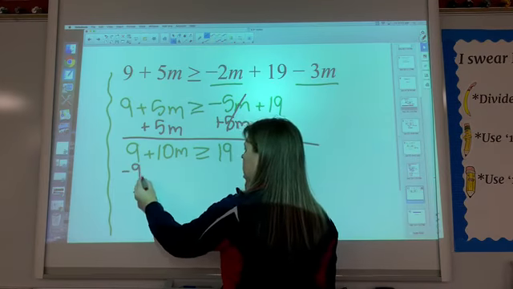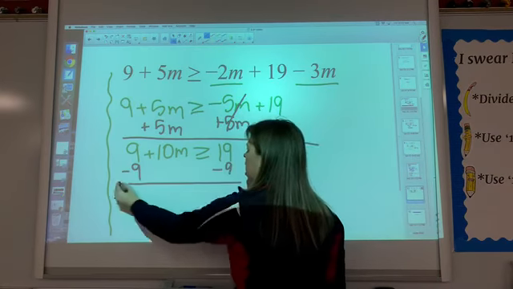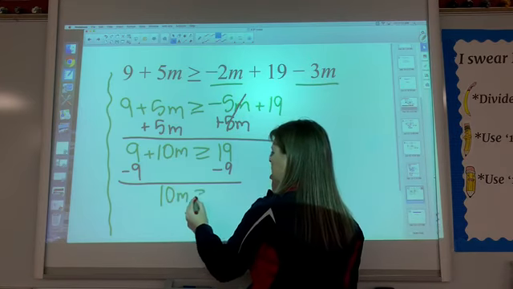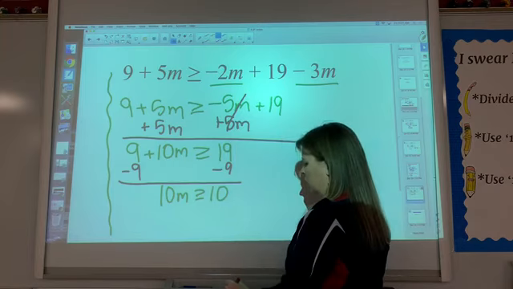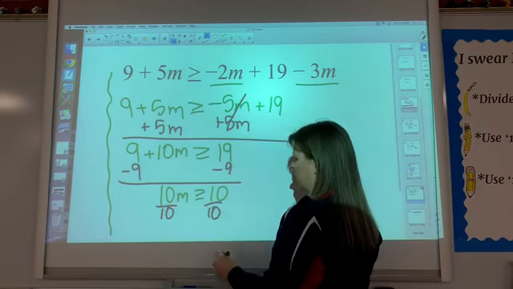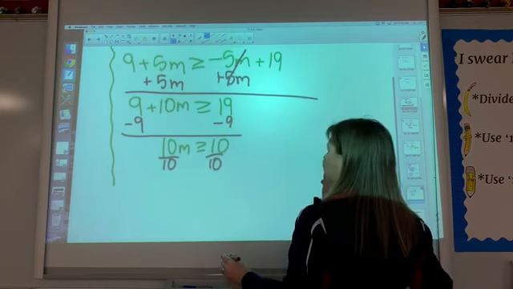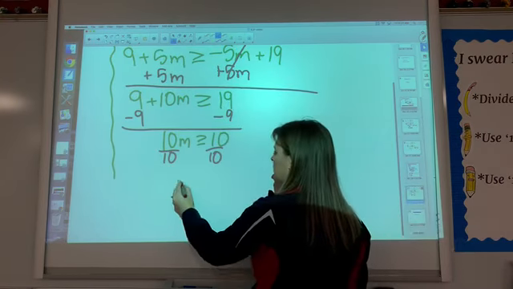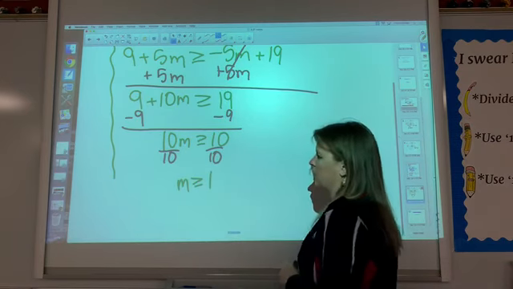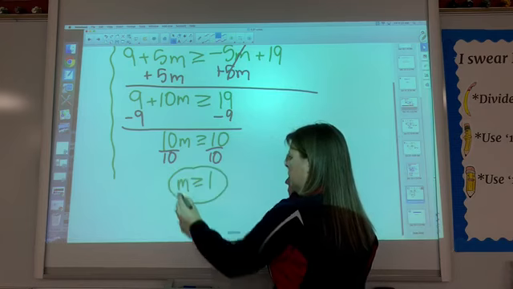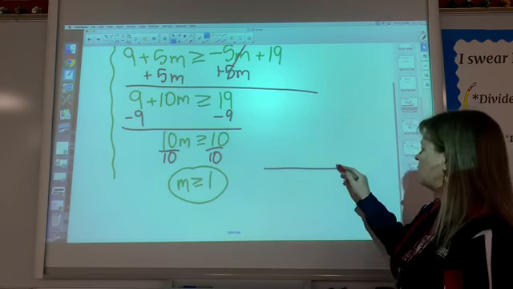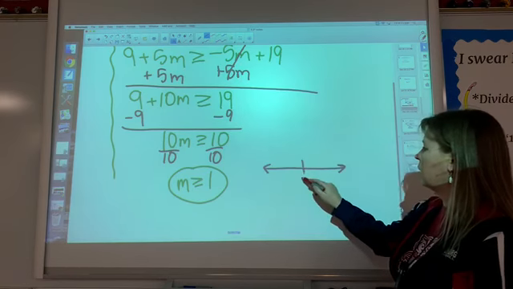Minus 9 from both sides. You get 10m is greater than or equal to 10. Then you divide by 10. And your final answer is m is greater than or equal to 10 divided by 10 is 1. Carefully, don't cancel those out. M is greater than or equal to 1. You have a variable, which means you have an answer. You are allowed to graph it.